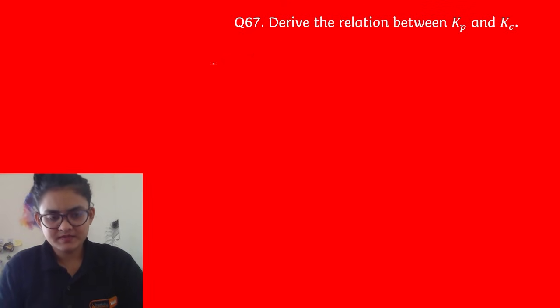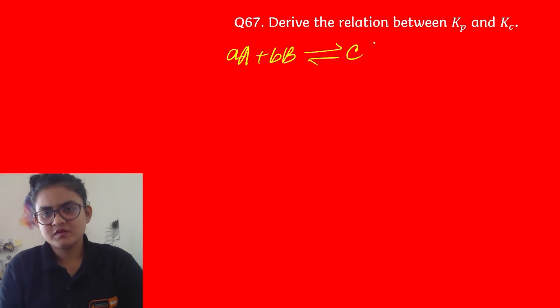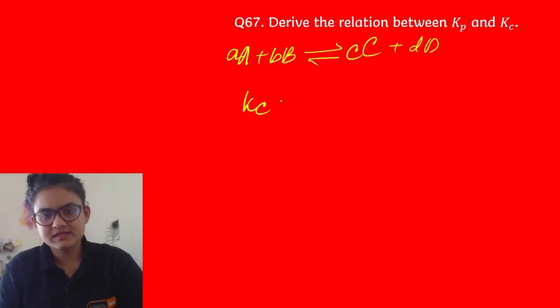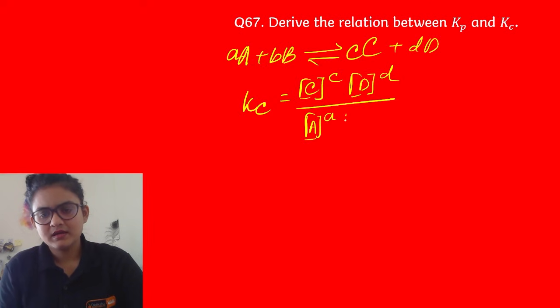Let's say small a of A plus small b of B will give you small c of C plus small d of capital D. If you want to write the Kc for this, it will be Kc equals concentration of C power c, concentration of D power d, divided by concentration of A power a, concentration of B power small b, like that.